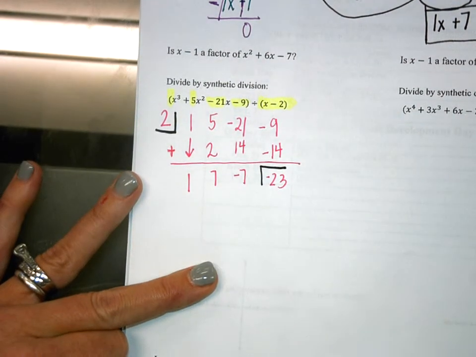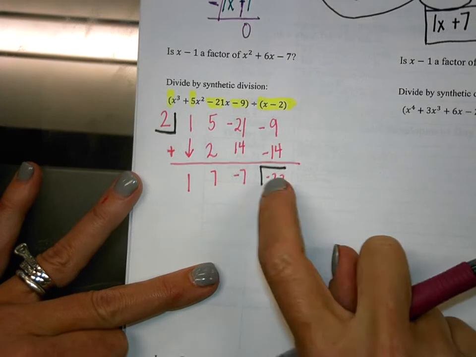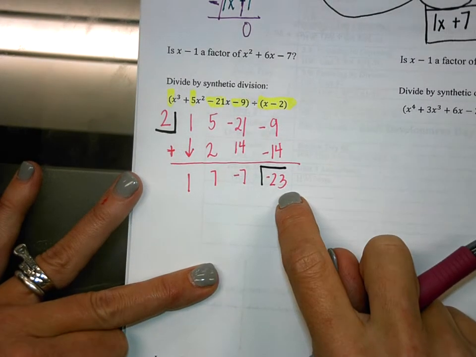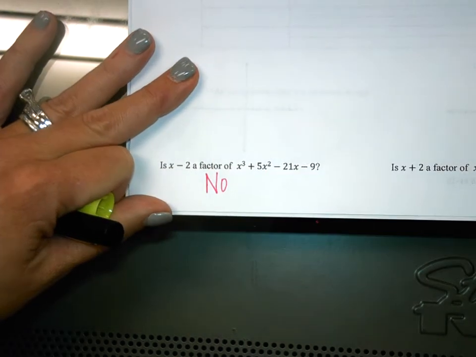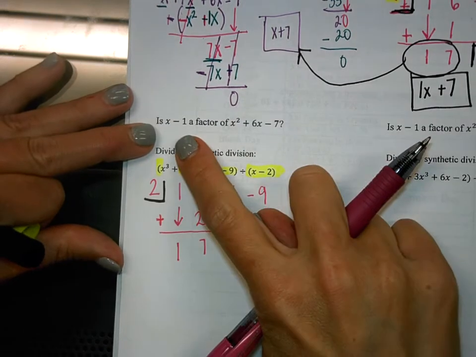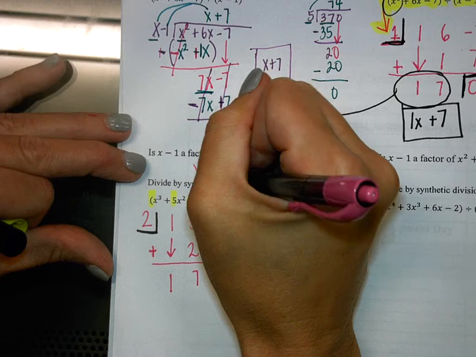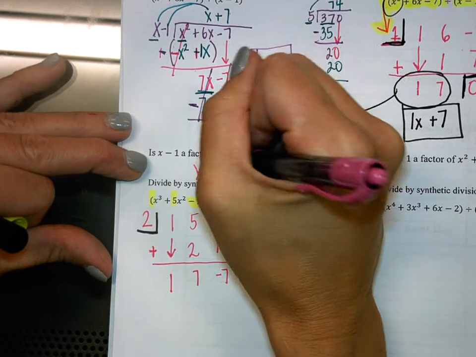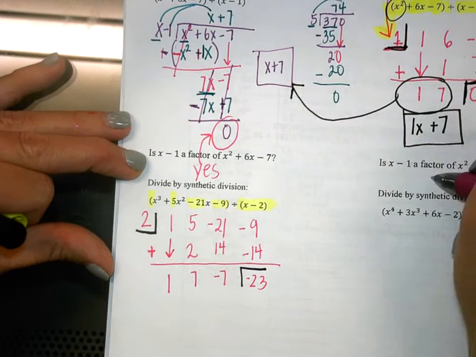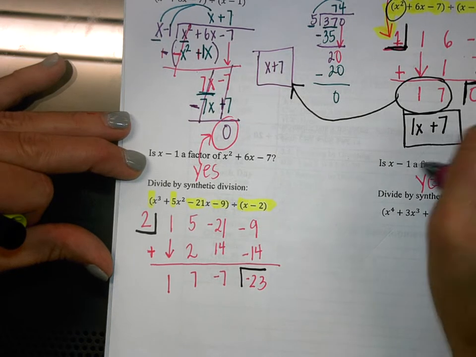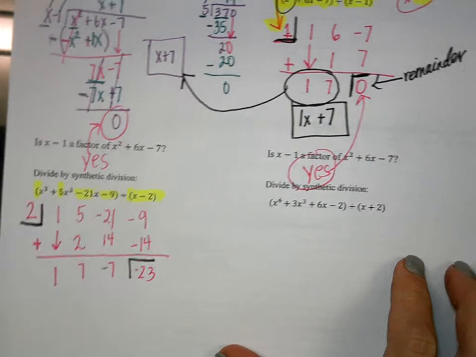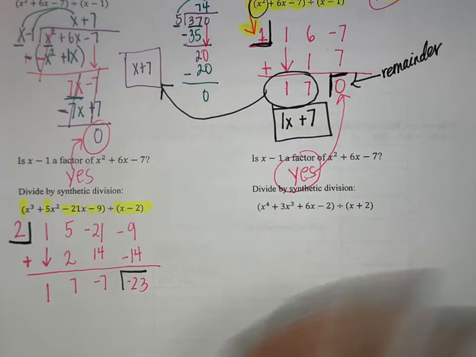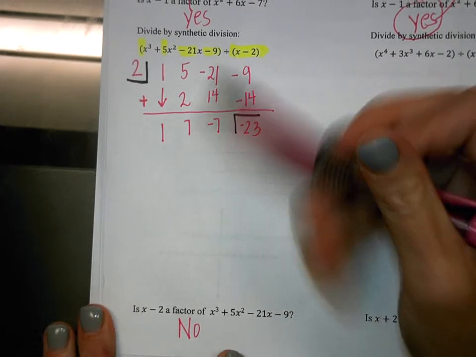Now, based on there being a remainder, is this a factor? No. So right down here, is x minus 2 a factor? The answer is no. And we forgot to answer it up here, but was x minus 1 a factor on this problem? Yes, and I knew that because there was no remainder. This was the same problem. Was it a factor? Yes. And again, I knew it was yes because there was no remainder. So going back to this problem here, we want to write our answer.